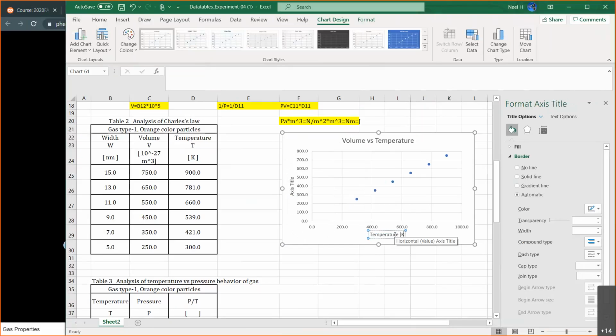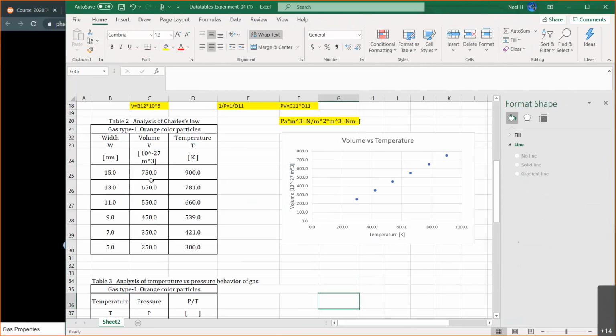Temperature unit should be Kelvin, and the vertical should be volume. Unit is same as for the previous case. Volume, this should be 10 to the power minus 27 meter cube.